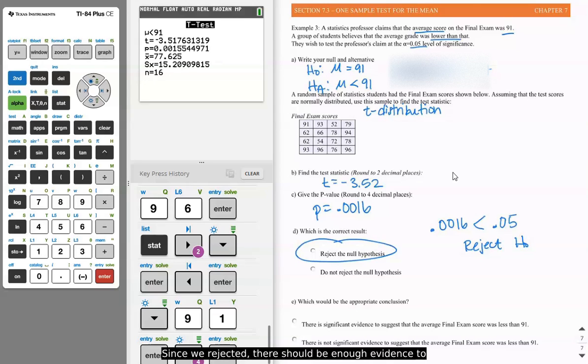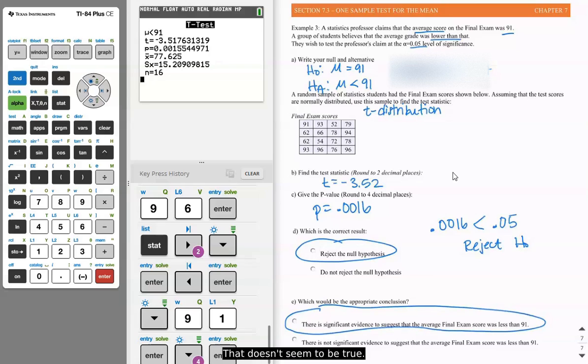And since we reject it, there should be enough evidence to suggest that the average final exam score was less than 91. So the professor's claim that the average score for the final exam was 91 doesn't seem to be true. The sample that they collected shows otherwise. You can see from the data, it's mixed, but there are quite a few low numbers. There are still some 90s, but if you look at the mean of that sample, it's 77.